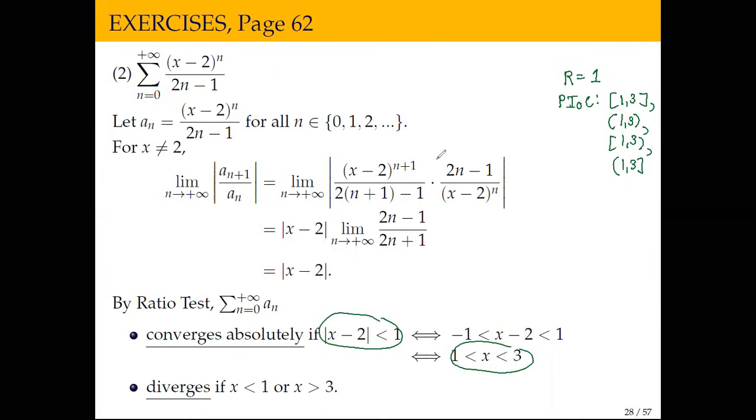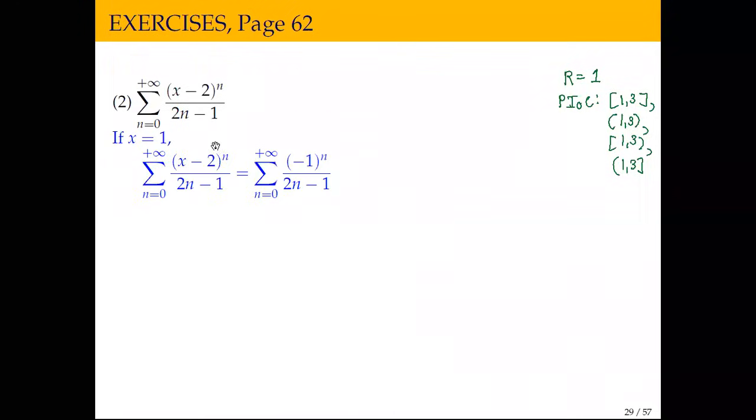So these are the possible intervals of convergence. For us to determine which of these is our interval of convergence, we have to check whether this infinite series converges when x is equal to 1 and when x is equal to 3. Let's do that. If x is equal to 1, this infinite series is just equal to this one. As you can see, this is an alternating series. So you might want to apply the alternating series test.